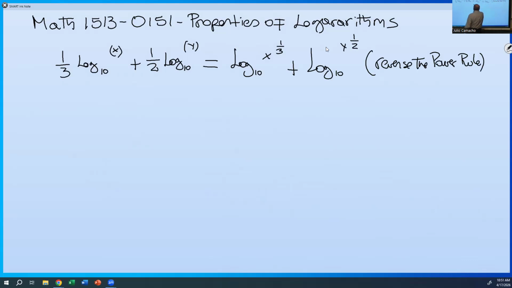Now I can also reverse the product rule. You agree with that? Yeah. So let's put it all together in one compound log. So you have a log base 10 of x to the 1/3 times y to the 1/2. And doing that, I have reversed also the product rule.